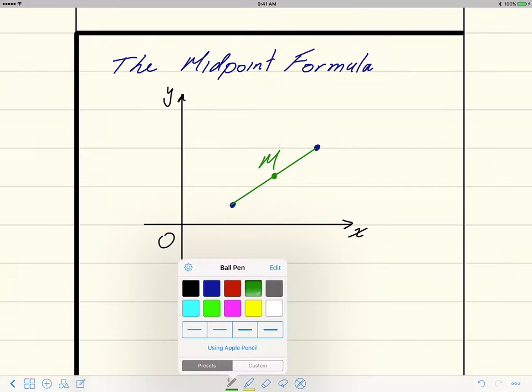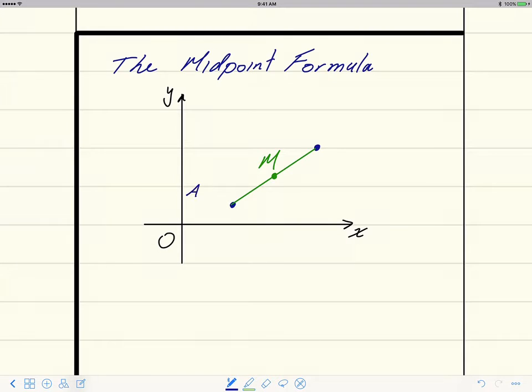Now, this first point on the left, we'll give that a name A, and that's x1, y1. And we'll give this one a name B, and call that x2, y2. Okay? So M is the midpoint of line segment AB.